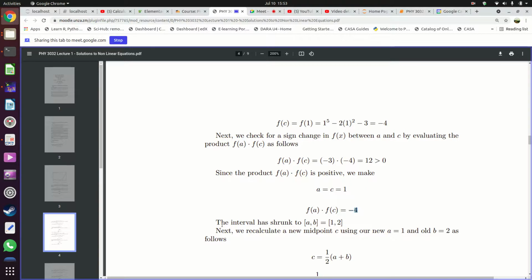So our new interval, or new bracket, AB is going to be equal to 1, 2. So this will be our new bracket 1, 2. Are we clear?